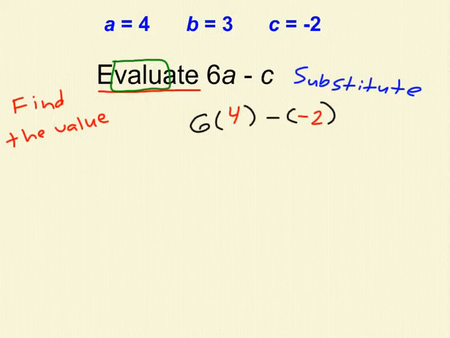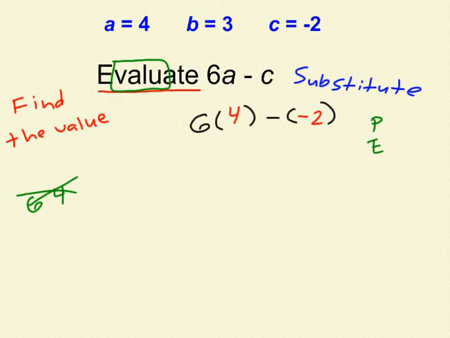Now the reason that we use parentheses is if I just put 6a and I said a was 4, that would be 64. 64 is not the same thing as 6 times 4. And when I have a number next to a variable, that means to multiply. So that's why it's important to use parentheses. Once we substitute with the parentheses, we follow our order of operations.